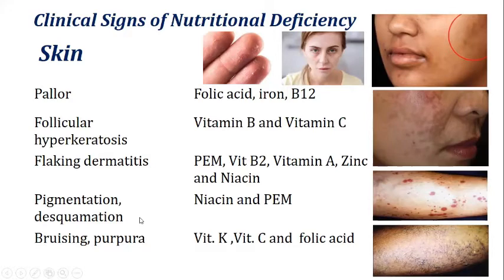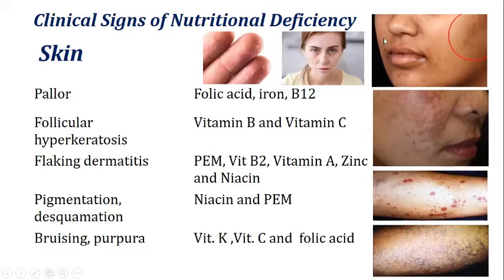And pigmentation means a higher accumulation of melanin in the skin, and it becomes discolored. Then it may be due to niacin and protein allergy malnutrition. And bruising and purpura means this kind of signs appearing on the skin. It may be due to vitamin K, vitamin C, and folic acid deficiencies.